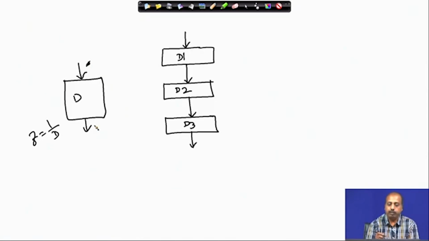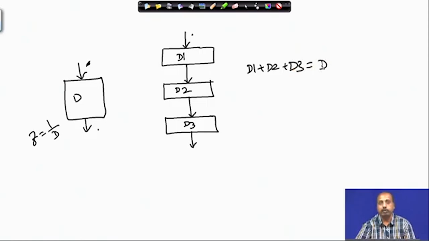On the other hand, if I do an implementation like this, then the individual module delays are d1, d2 and d3. The first data item that you have here will see a total delay of d1 plus d2 plus d3, which is equal to d. So, it will see that amount of delay.